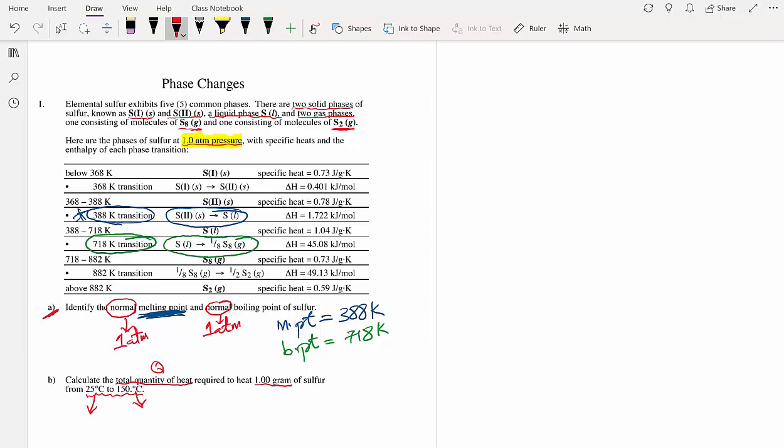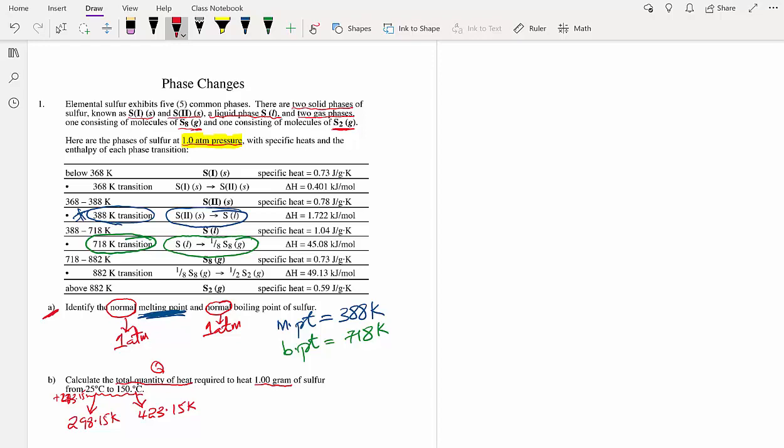If you add 273.15 to each of them, 25 degrees Celsius will become 298.15 Kelvin. 150 degrees Celsius will become 423.15 Kelvin. Let us now answer the question.